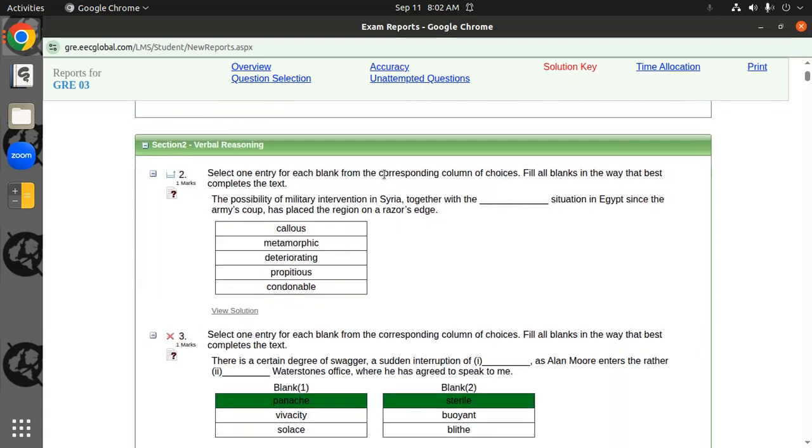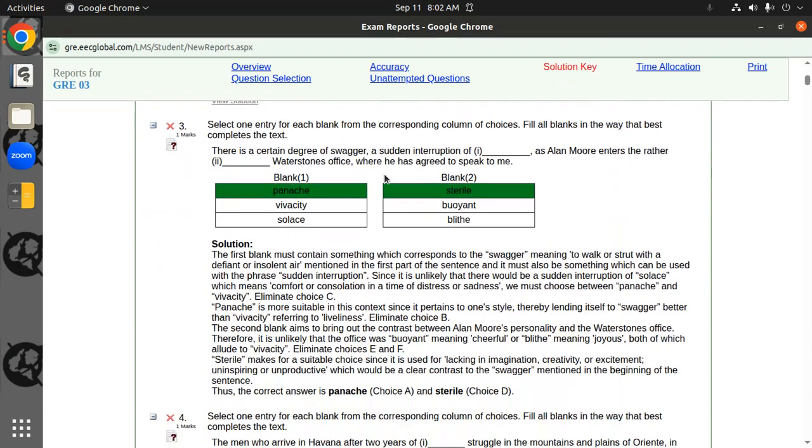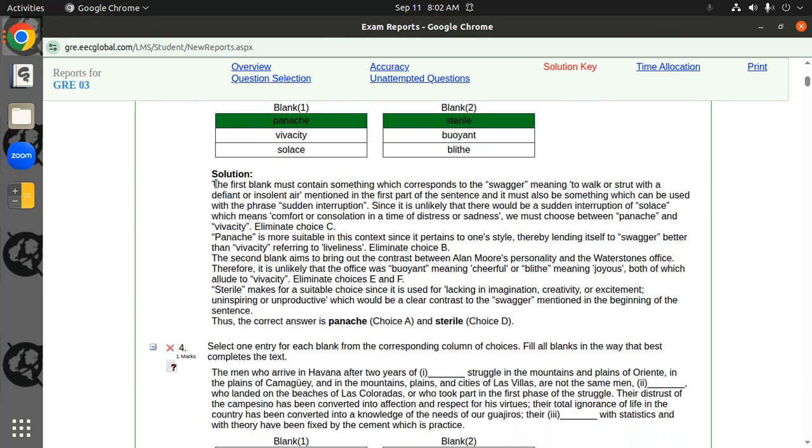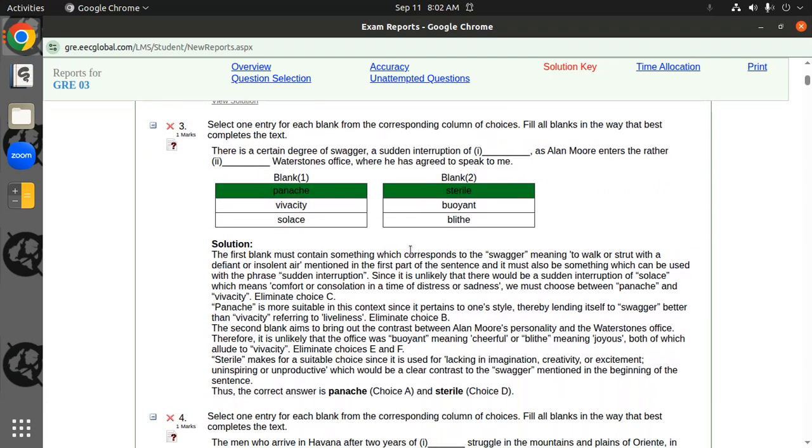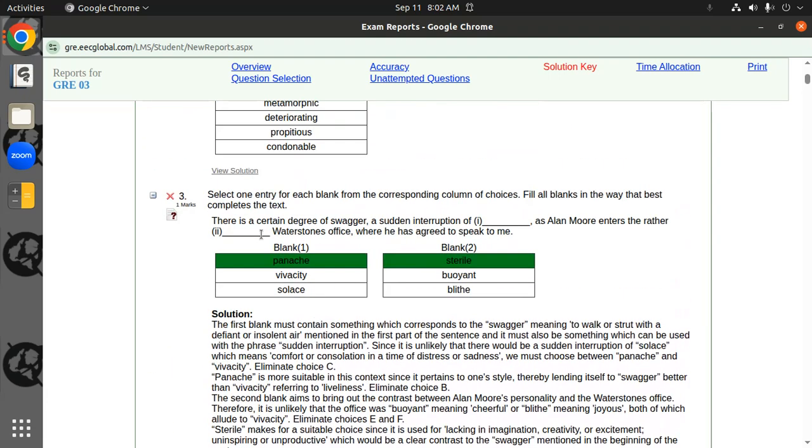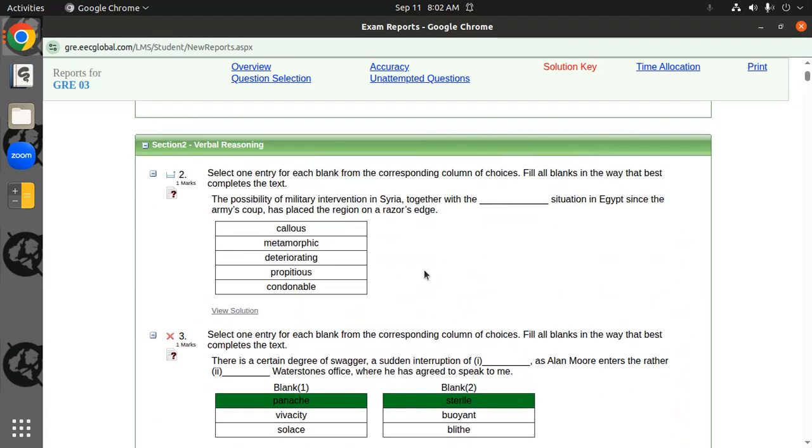So this is the question, and this question 3 was incorrected. This is the right answer. Software is giving you detailed explanation why this is the right answer, and the choice that you selected is wrong, why it is wrong. Everything is mentioned. This is the text completion question. This question was corrected, so omitted.